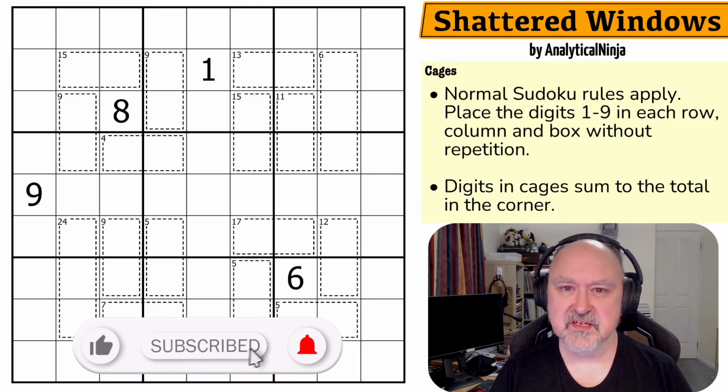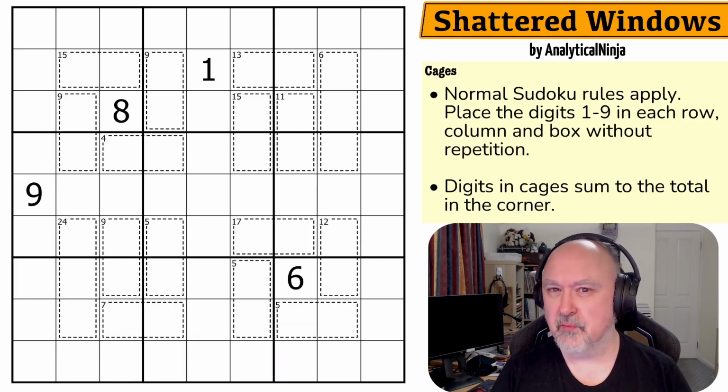World of variant Sudoku. Today we're going to be exploring the killer cage constraint, also known as the cages constraint more often, historically called the killer cages constraint. And to do that, we're going to be using a puzzle called Shattered Windows by AnalyticalNinja.